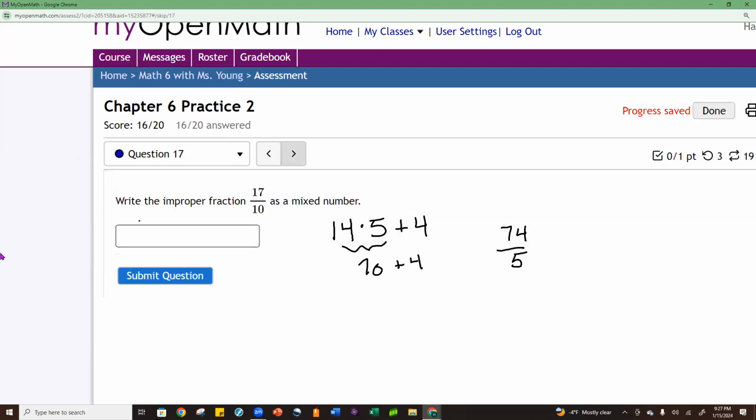Number 17, write this as a mixed number. Some of you draw pictures for this. Some of you count by the denominator. I just like to write it out as long division. That's actually the quickest way for me. It saves the most time, and then I can see my steps.